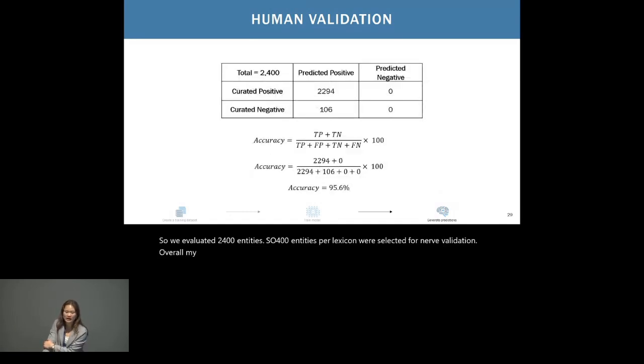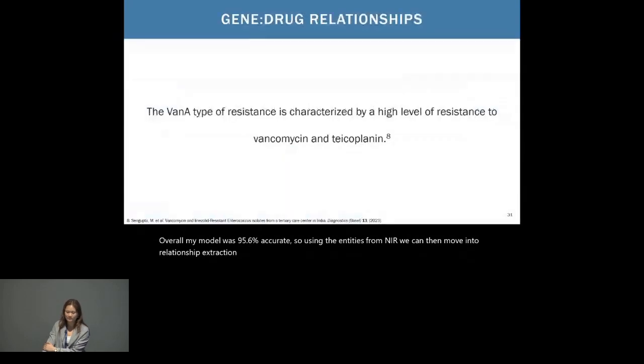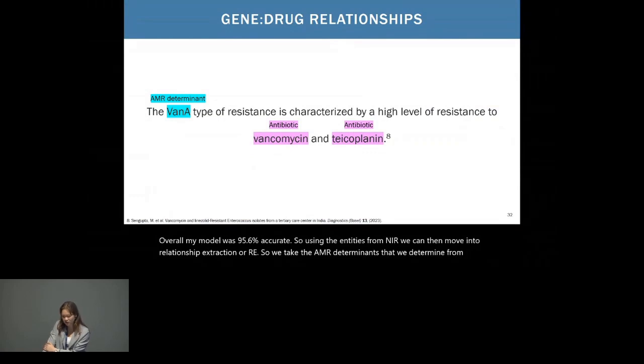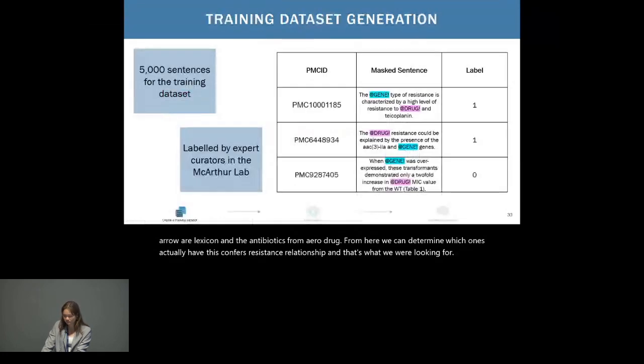Overall, my model was 95.6% accurate. So using the entities from NER, we can then move into relationship extraction, or RE. We take the AMR determinants that we determined from the ARO ARG lexicon and the antibiotics from ARO drug. From here, we can determine which ones actually have this confers resistance relationship. And that's what we were looking for to integrate into CARD.